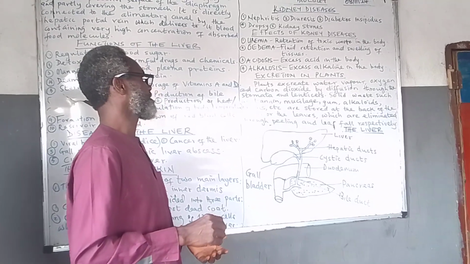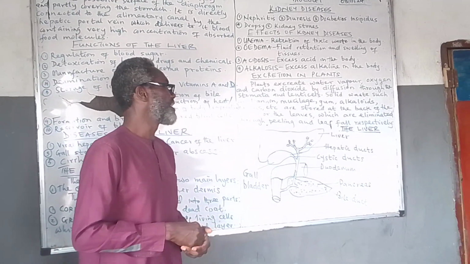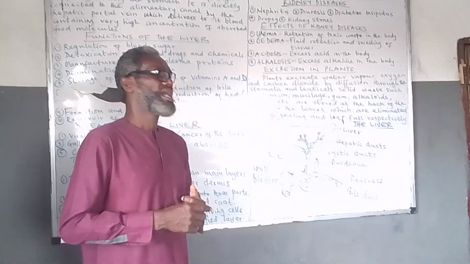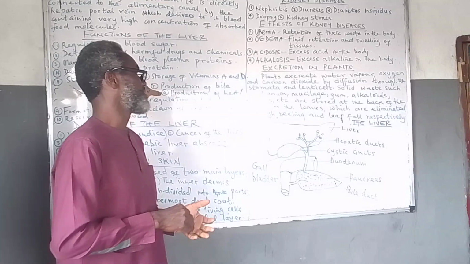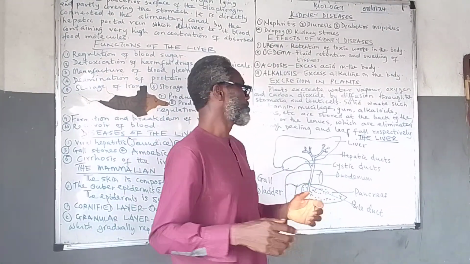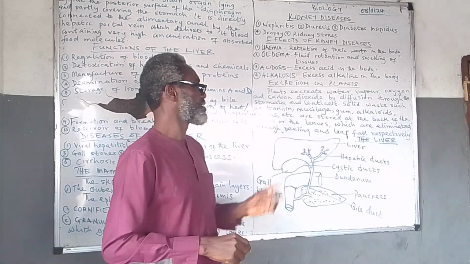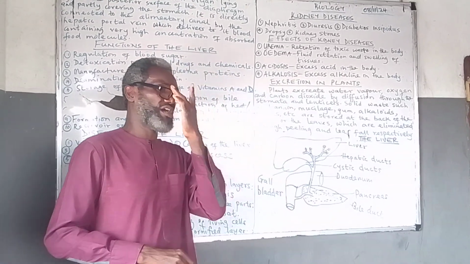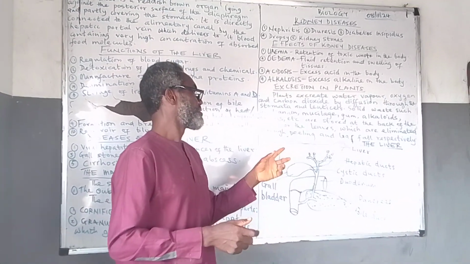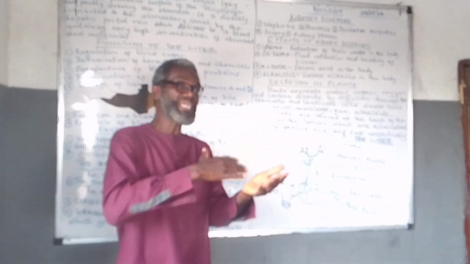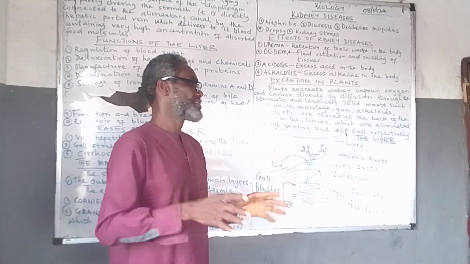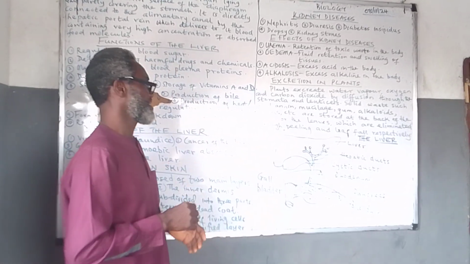Now, solid waste such as tannin, mucilage, gum, alkaloids, resins, etc. are stored at the back of the stem or the leaves, which are eliminated through peeling and what? Leaf fall, respectively. Peeling of the bark of the roots and the stem, and the leaves that drop and fall. That way, this solid waste will leave the plant.